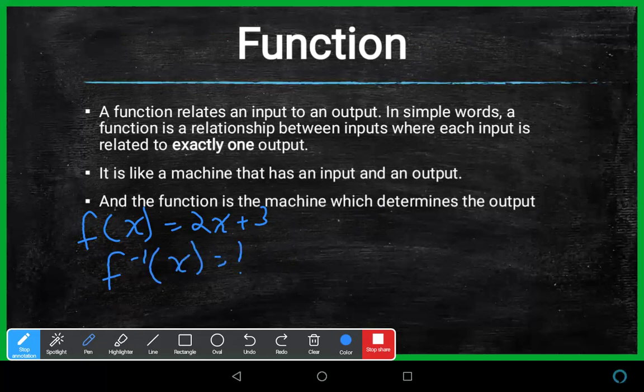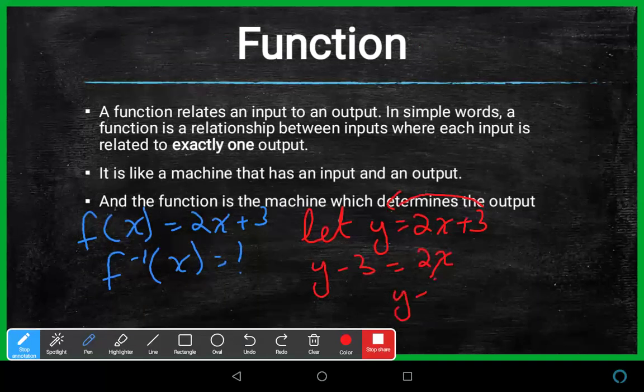How can we find the inverse? There's a simple method. Step number 1 is let the function be equal to y, and the second step is make x the subject. So 3 is plus, it will become negative when it moves toward the left, and 2 is multiplying, it will be divided. So the 2 steps are done. Then this is the inverse of that function. This is the answer, but you cannot write the answer like this.